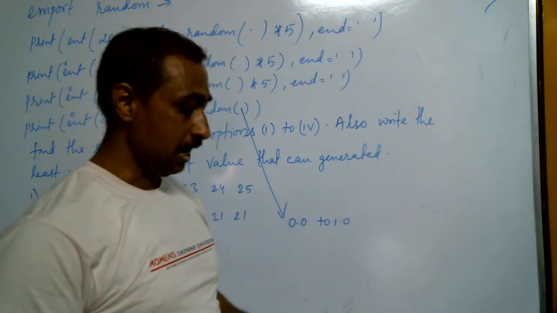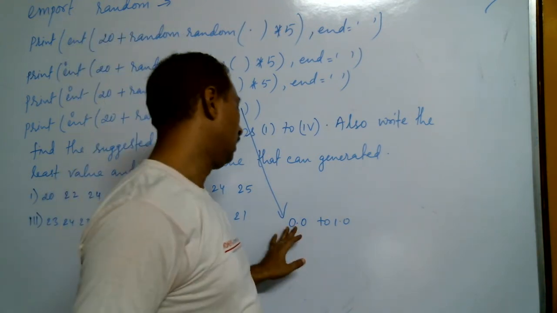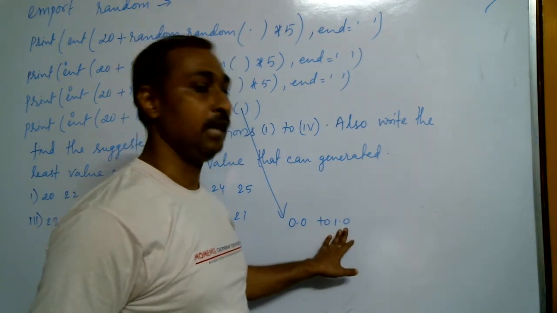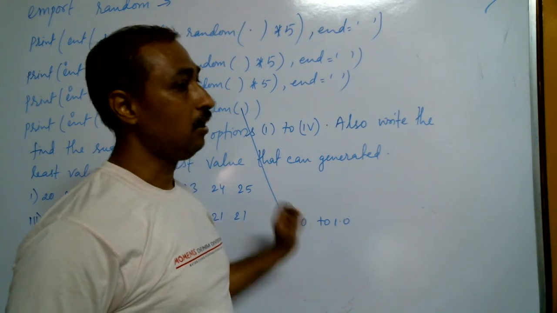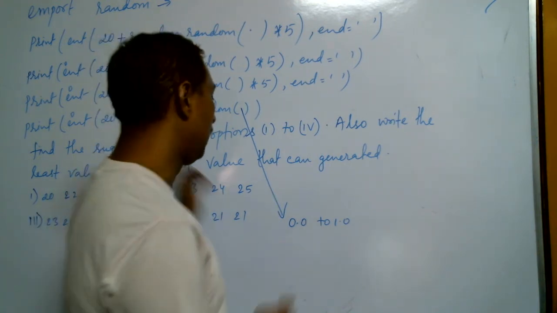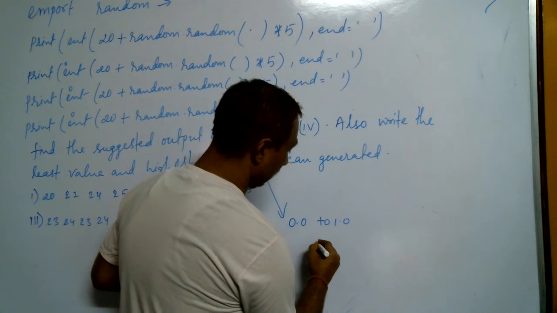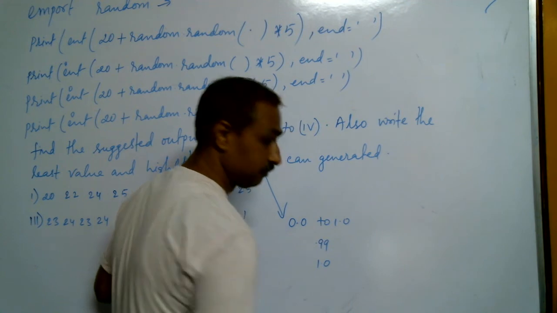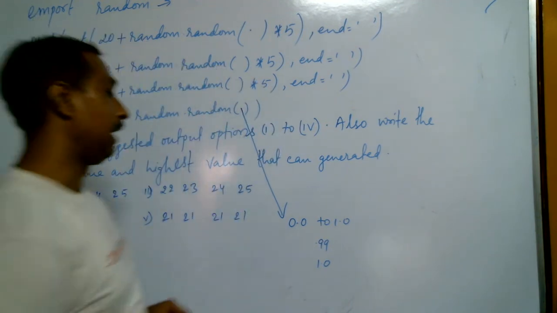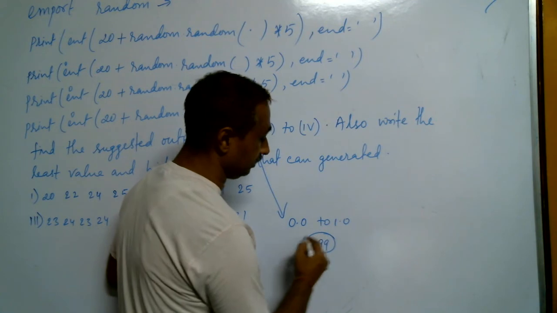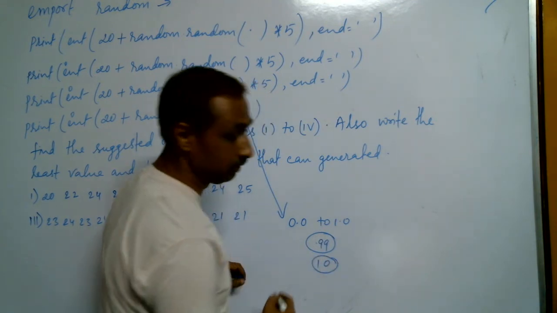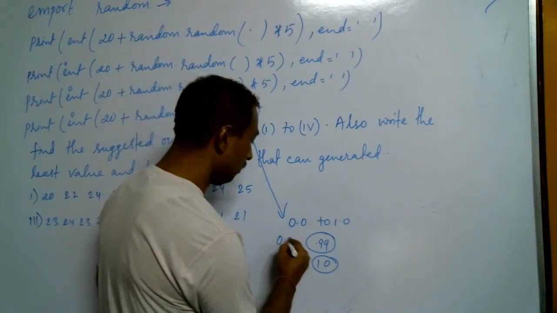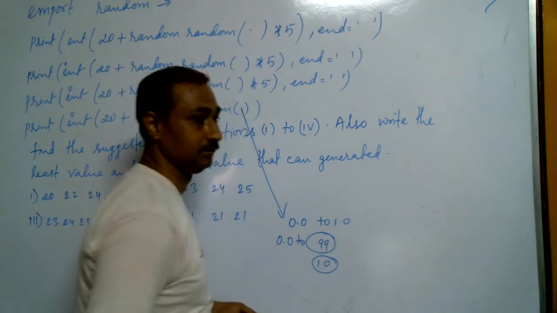That means it will return a value greater than or equal to 0, and it will return a value less than 1. That means it can return values up to 0.99, but it will never return 1.0. It will range from 0.0 to 0.99. Okay?